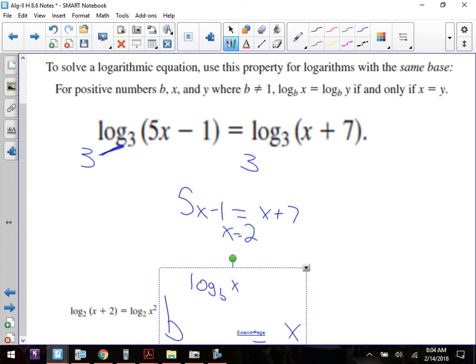All right. Real quick, can you take logs of negatives? Try that. So always double check your answers, especially with some of these things, and especially with log stuff. Double check for extraneous solutions.